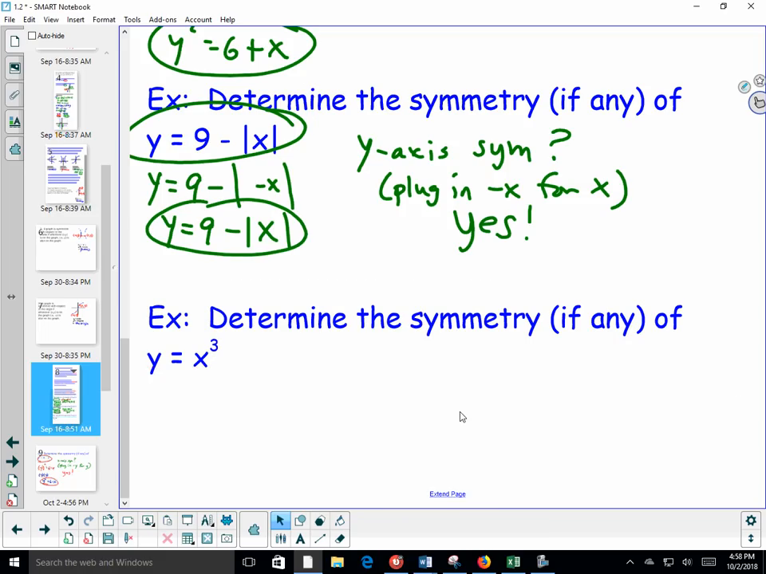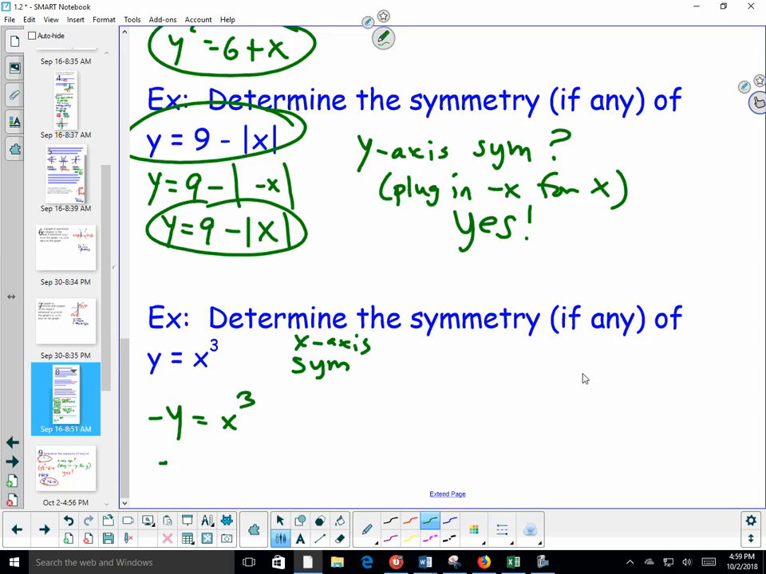Okay, so if I'm going to do y equals x cubed, let's say I'm going to try x-axis symmetry. That means I need to plug in negative y wherever I see a y, and see if I get back to the same equation. Well, I get negative y equals x cubed, or I could multiply both sides by negative 1 and get y equals negative x cubed. That's not true. That's a no.